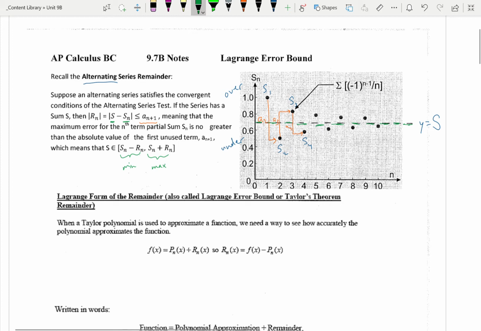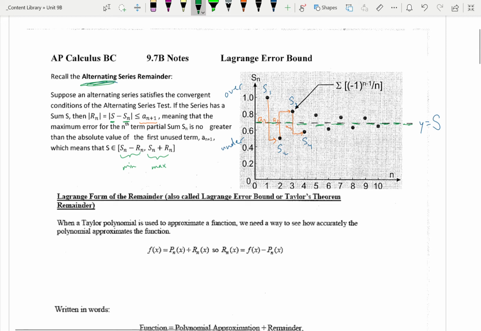Now the big difference between a series and this Lagrange error bound is that we're now talking about polynomials. And another big difference is that we don't have to have an alternating series in order to use the Lagrange error bound. That's a pretty big difference because we absolutely positively needed to know that this was an alternating series if we were going to use this concept here. But the Lagrange error bound does not require an alternating series. Okay, but the concept remains pretty much the same.